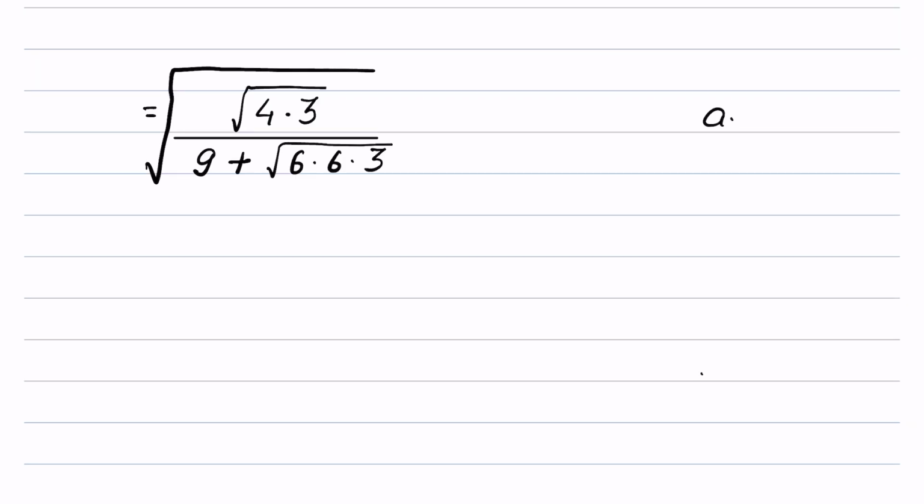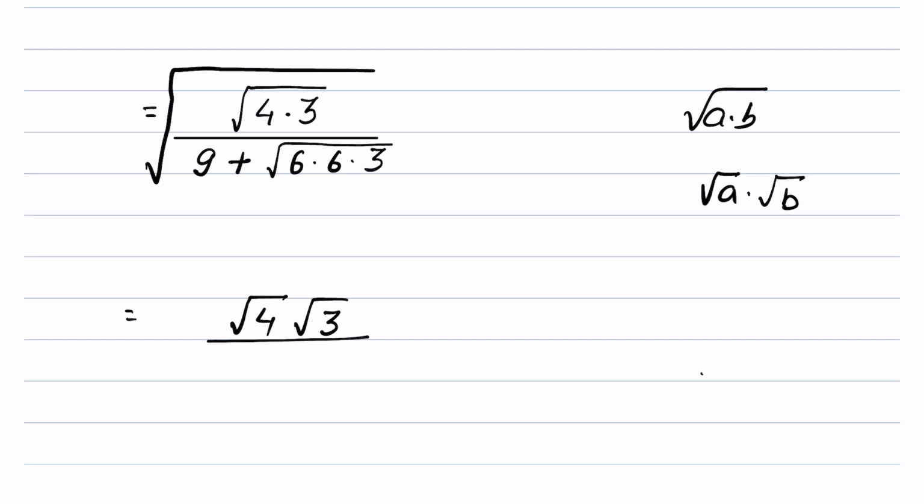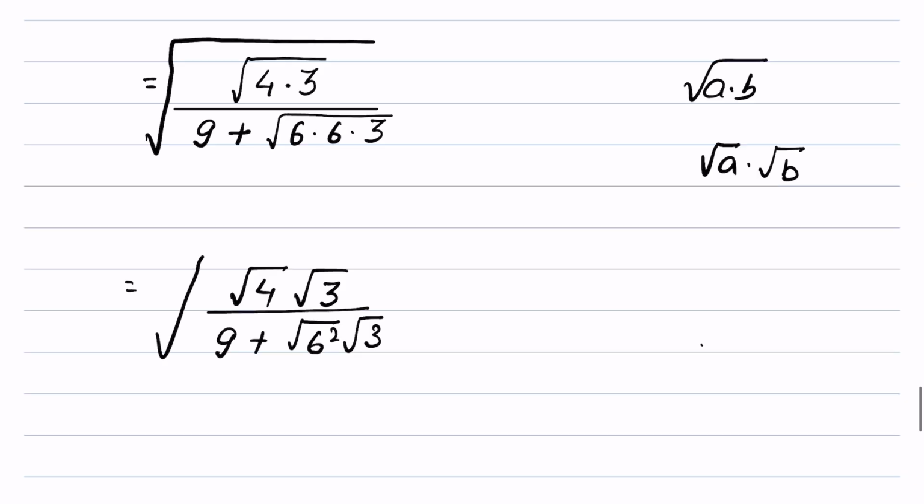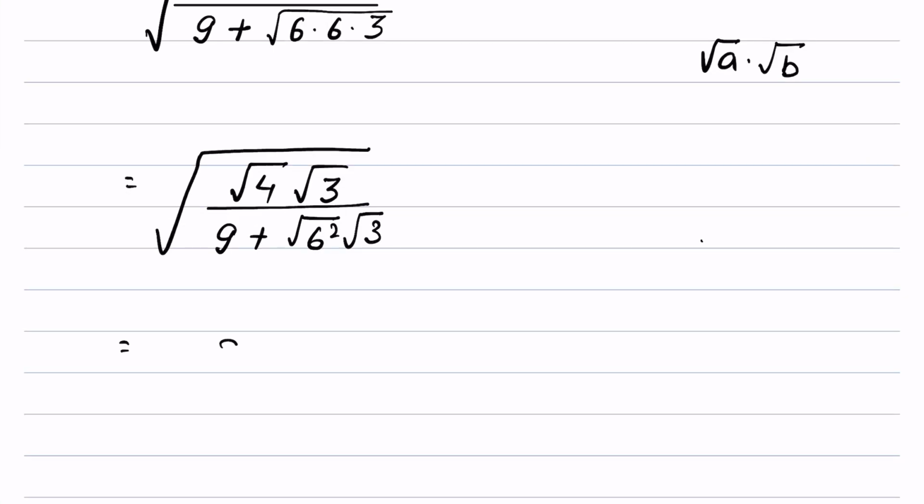Now when a times b is under square root, we can write it as square root of a times square root of b. So here we can write square root of 4 times square root of 3 upon 9 plus square root of 6 square times square root of 3 under square root. So this is 2 times square root of 3 upon 9 plus, we remove the square root with the square, so it is 6 times square root of 3 under square root.